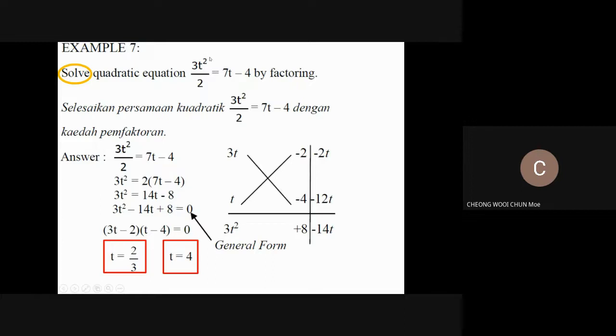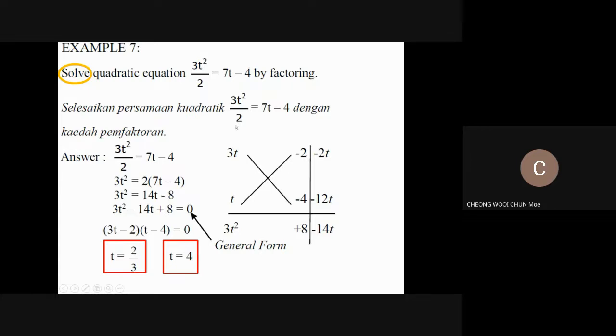So 2 you bring over, divide becomes multiply. So this one, bracket 7t minus 4. Okay, so 3t square, 2 times negative 4, negative 8. So this one 14t, bring over negative 14t. Negative 8 bring over positive 8 equal to 0.